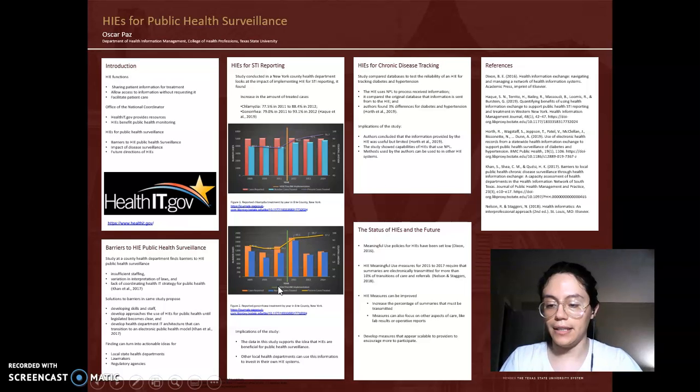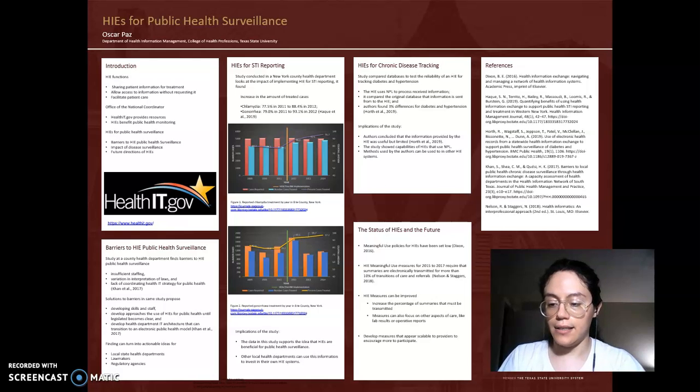The number of treated gonorrhea cases also increased from 79% in 2011 to 93.1% in 2012. The findings in the study support the idea that HIEs are beneficial for public health surveillance, and other local health departments can use the outcomes of the study to support their decisions to invest in HIE systems.